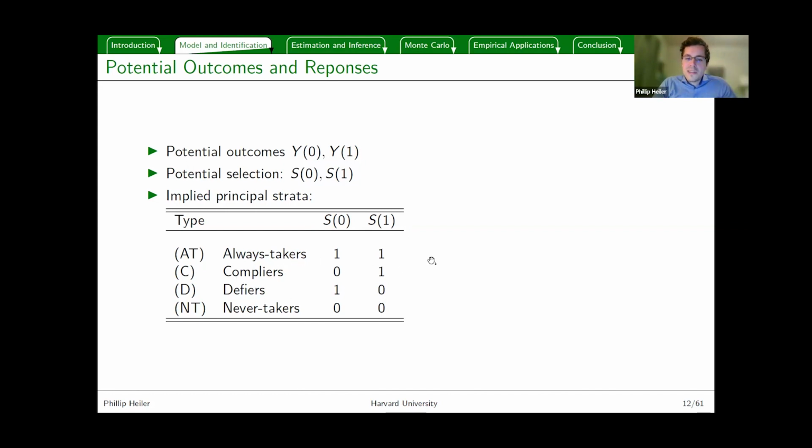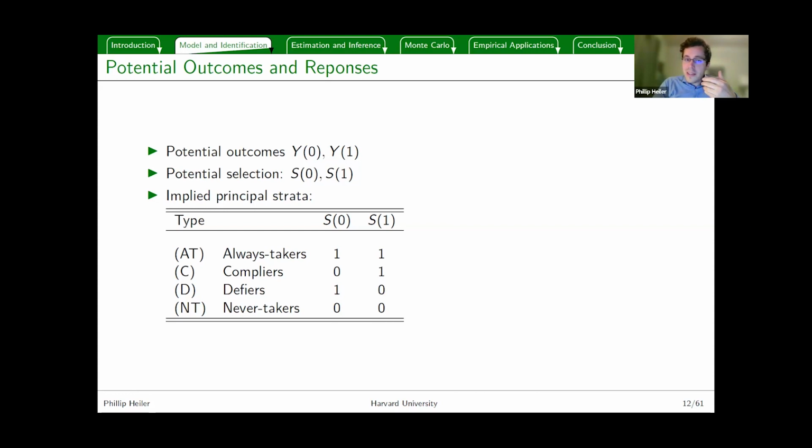You can be an always taker, which is someone who will always respond to the survey, no matter whether you put them in the treatment or the control group. You can be a complier, meaning someone who will not respond to the survey if they're in the control group, but will if they're in the treatment group. A defier, someone who will respond if they're in the control and not in the treatment, and a never taker, someone who will just never respond to the survey, no matter what you do. So these are the fundamental types or principal strata that we care about in this setup.